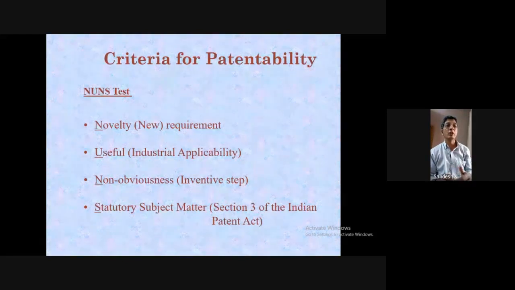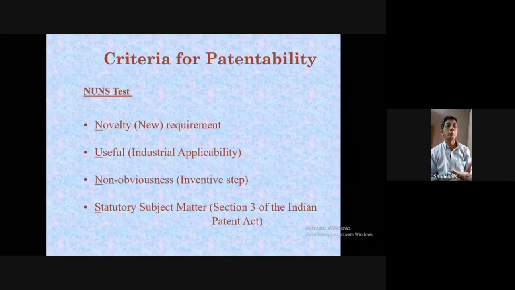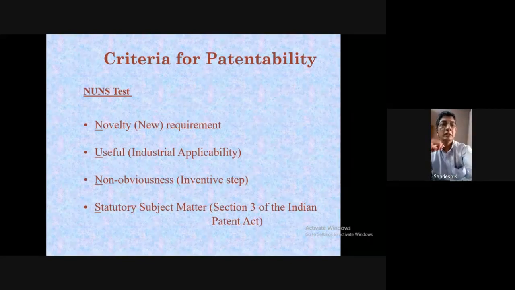The first three: the novelty requirement. The product or the process should be novel. Then it should be useful, industrially useful. Then there is non-obviousness, and the inventive step you have added in this. I'll explain one by one. Go to the next slide, please.